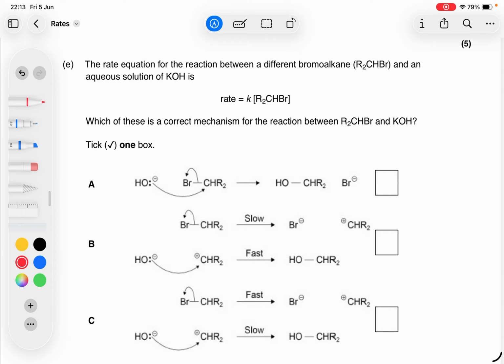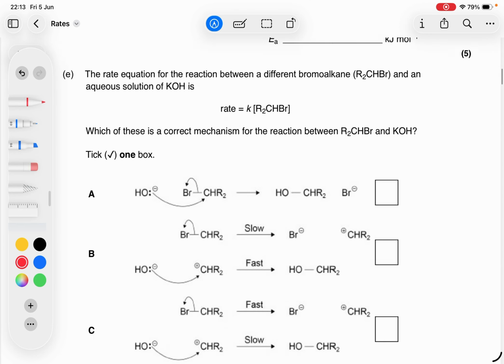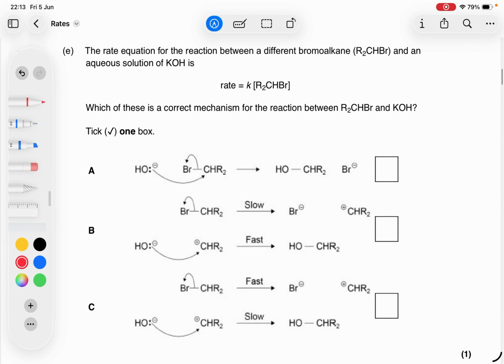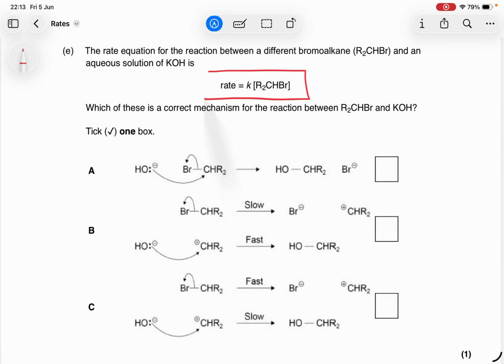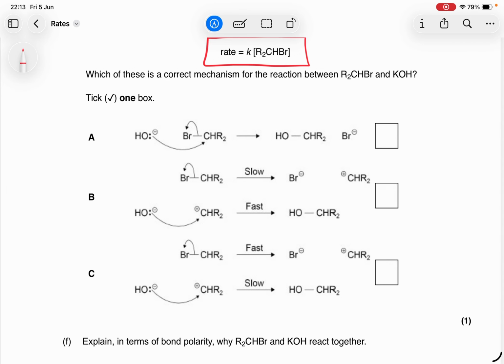Next one is this one, which is saying correct mechanism, meaning rate determining step. Your mechanism has to have the following in, which is correct. Okay, now the correct one is one of these. Okay, the correct ones, because the rate determining step is the slowest one.